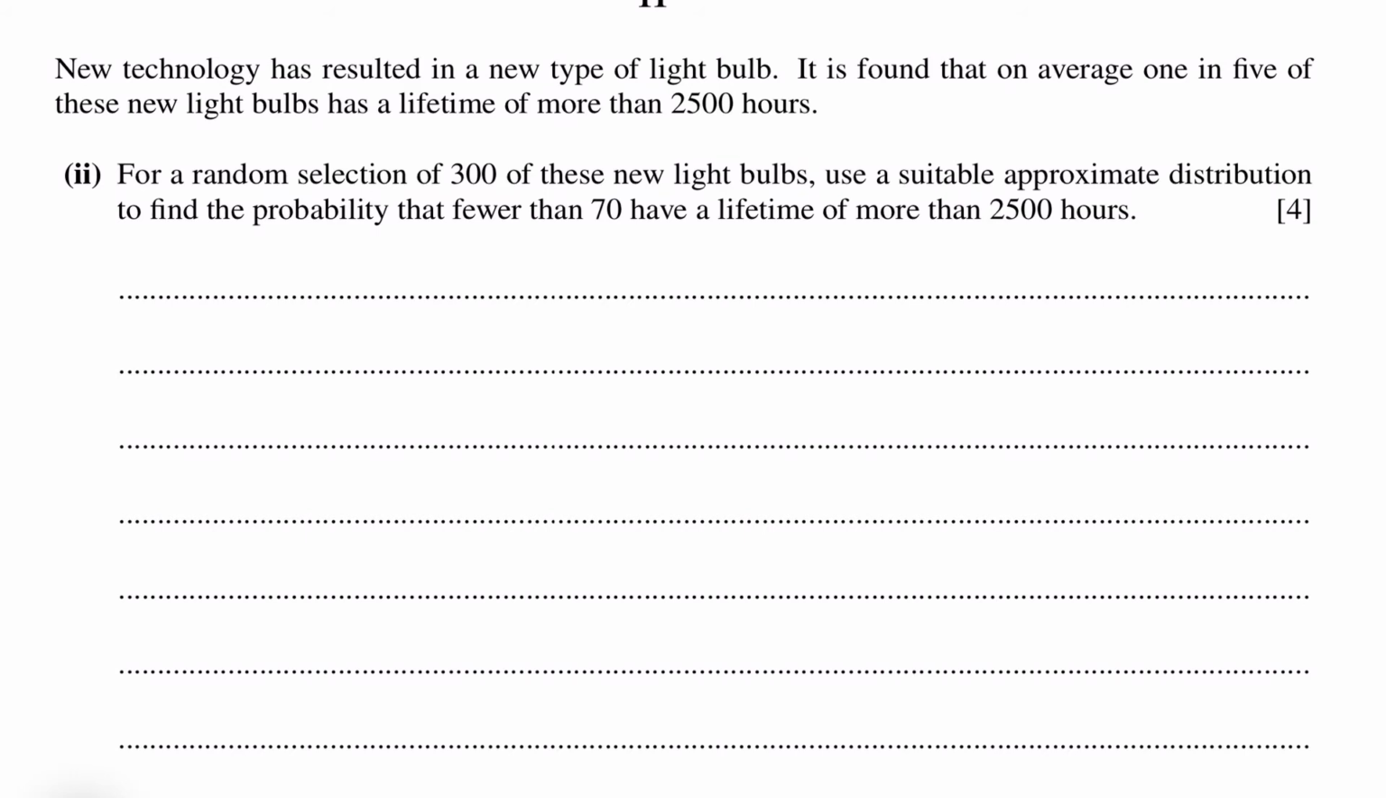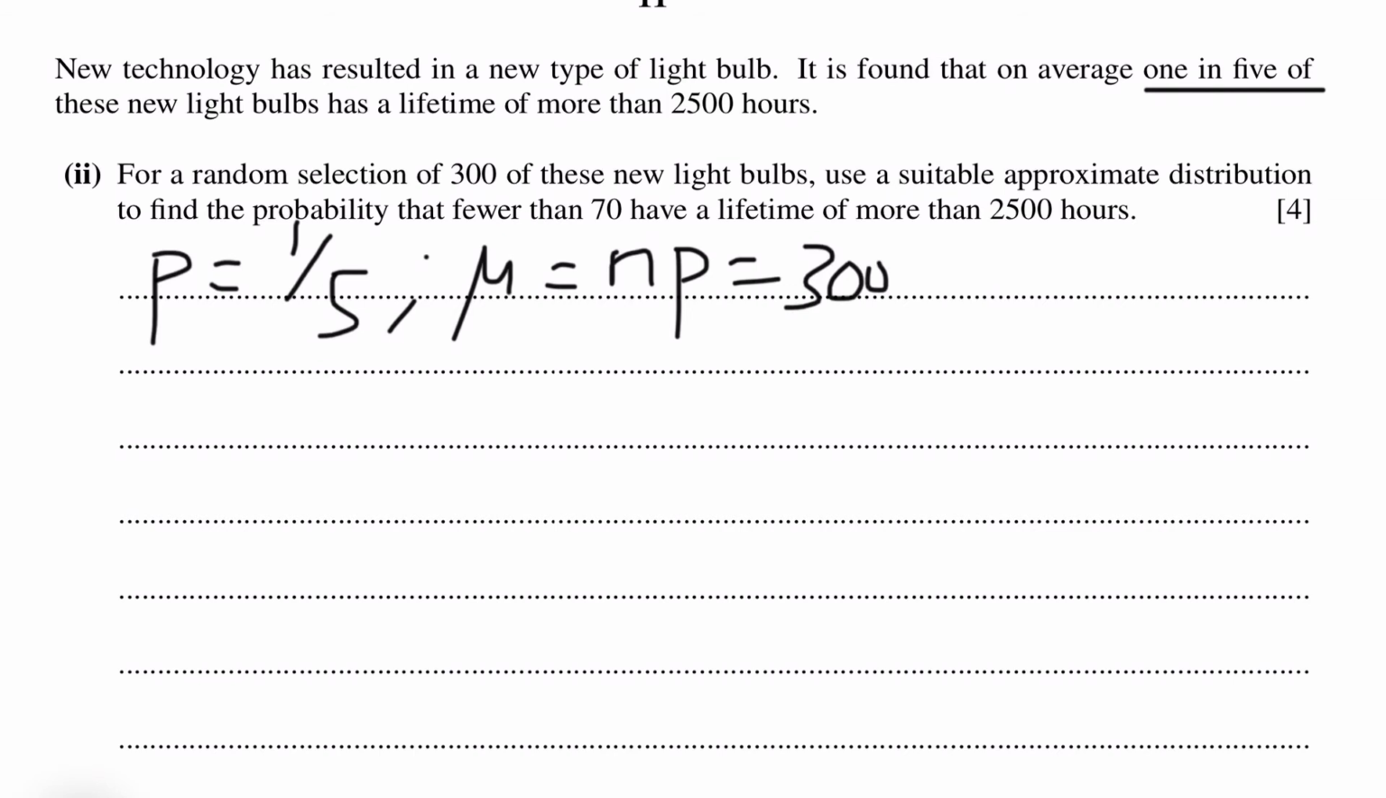Now, it is found that on average, 1 in 5 of these new light bulbs has a lifetime of more than 2,500, so your probability is 1 over 5. Now, if you want to find your mu value, it will be the number multiplied by p, so 300 multiplied by 1 over 5, because it's a random selection of 300. And this will give you 60.